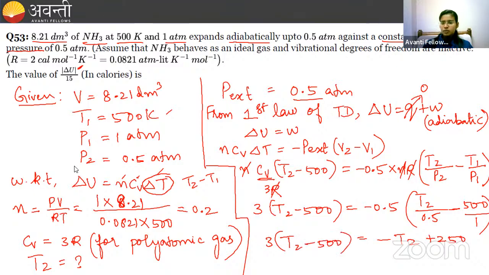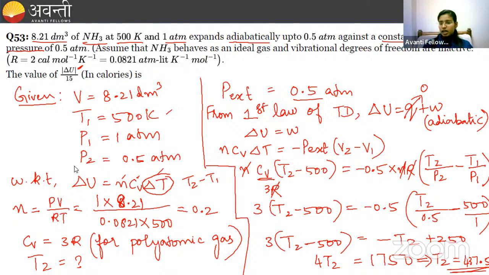Now if I bring this minus T2 to the other side, and already I have 3 T2 on the left hand side, so it will be 4 T2. And bringing this term to the other side, I will have plus 500, I mean 3 into plus 500, which is 1500 plus 250, it is 1750. So from this, T2 value will be equal to 1750 by 4, which is 437.5. This is the value of T2.